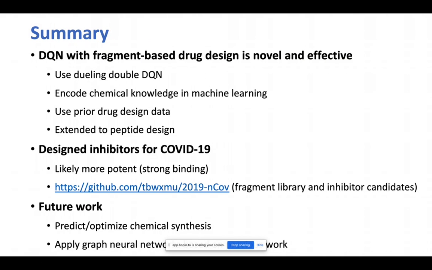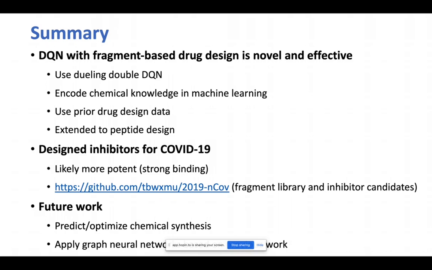So in summary, we developed this deep Q network method using this fragment-based approach for drug design. The method is novel and also it's effective. We use a dueling double DQN, which is cutting edge. We believe it's more effective than other machine learning frameworks.